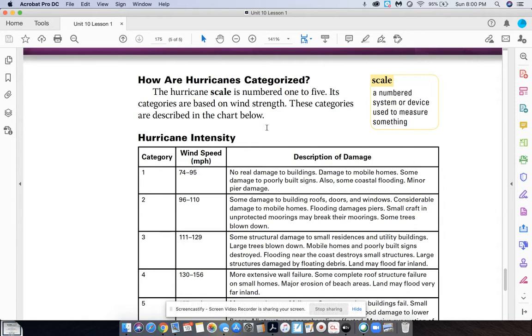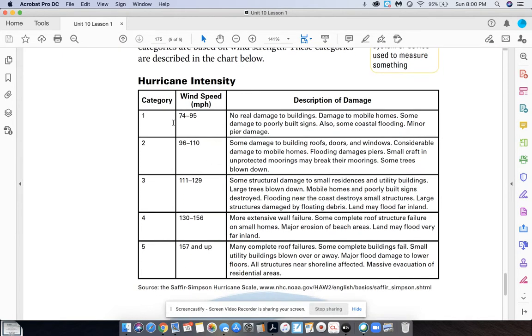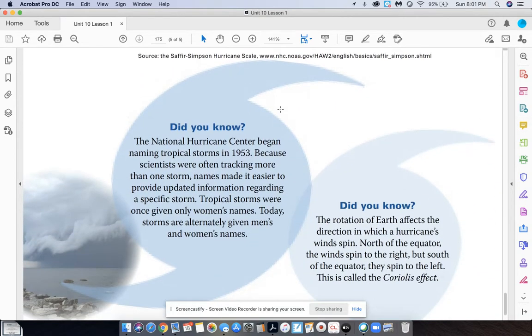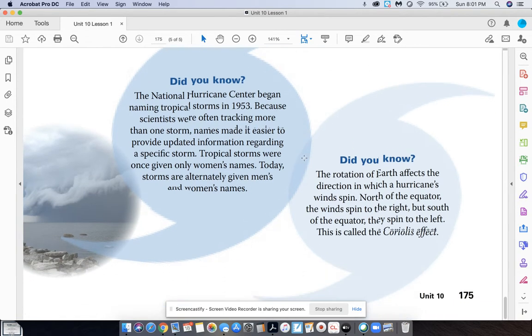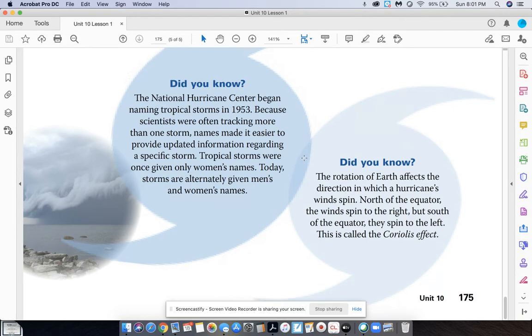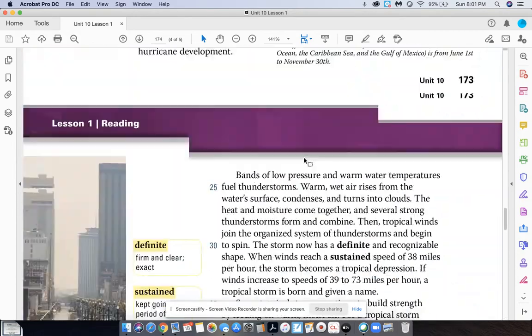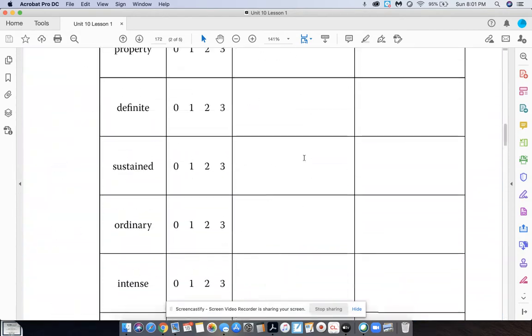Here's another chart, and this tells us a little bit about hurricane intensity. So we know that we're going to learn about categories of hurricanes and the wind speeds and what kind of damage would be based on wind speed. There are also some insets, these kind of did you know bubbles. I'm not going to read them right now. That'll be for another little mini lesson later. Let's go back up and take a look at the vocabulary for the unit.